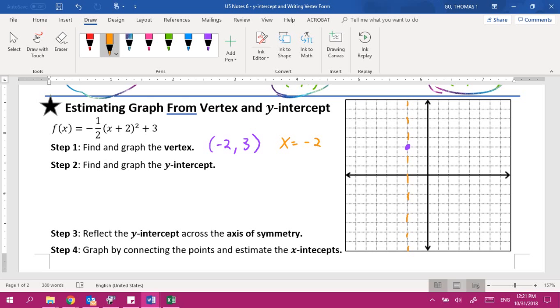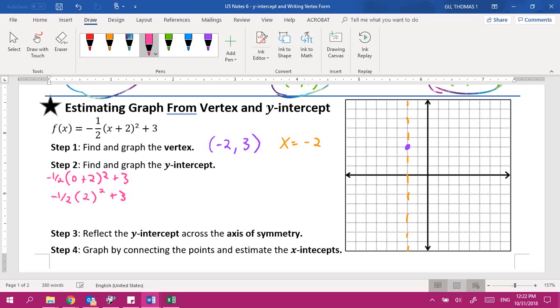All right, so step 2 then, we're going to find and graph the y-intercept. So how do I find the y-intercept again? You plug in 0. Right, that's what we just did. We're going to plug in the 0 for the x and solve to find the y-intercept. So it's important that you understand what each thing that we're doing is. So we got negative 1/2 times (0 plus 2) squared plus 3. All right, we're going to solve inside the parentheses first. So 0 plus 2 is? 2. So we got negative 1/2 times 2 squared plus 3.